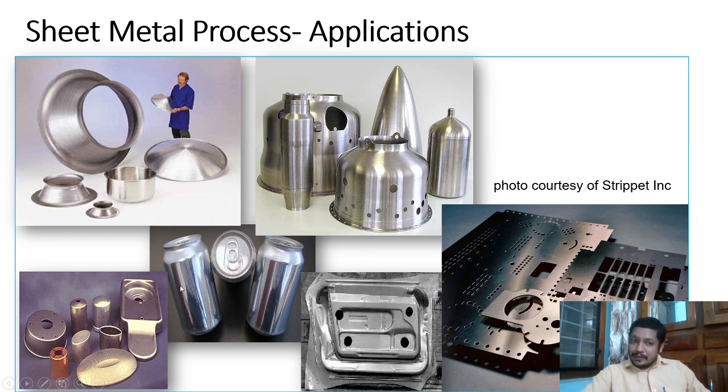You can see the beverage cans, the various parts, the various computer devices, everywhere you can find the application of sheets, where in some places the cutting is done, and in some cases you can see the forming is done. There are other applications also. We will see how the name changes in sheet metal operations when the process changes.